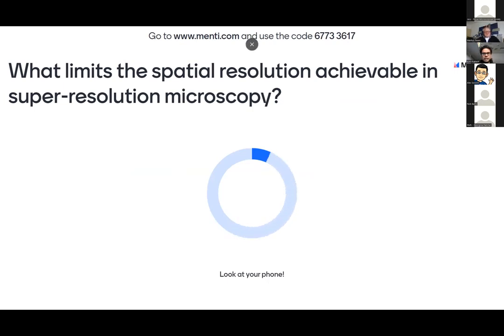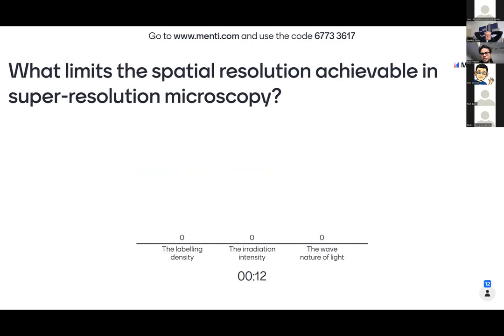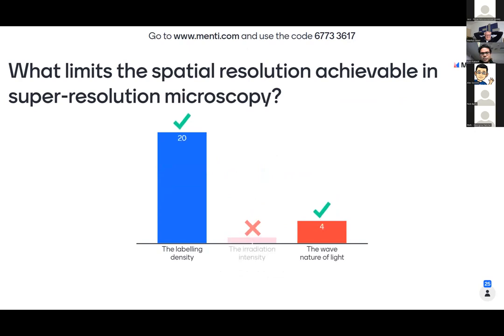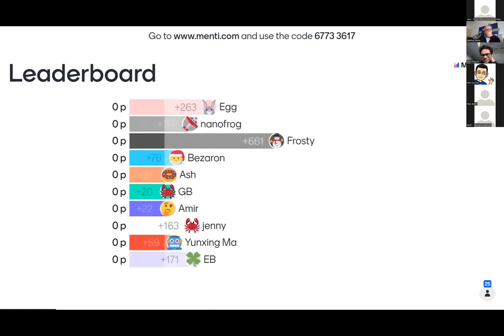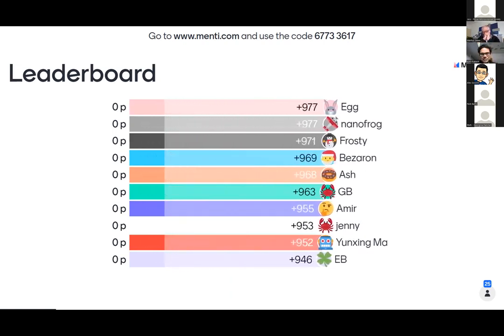So what limits the spatial resolution achievable in super resolution microscopy? Labeling density, irradiation intensity, the wave nature of light. Time's up. I think this one was a bit tricky, but everyone who has answered A and C both will get the points. So this was a nice warm-up question. Now we go to the next one. I mean, we could discuss intensity, but well, I think Jonas Ries has a good paper on it. But let's skip that.